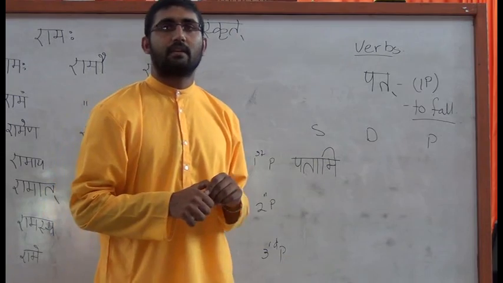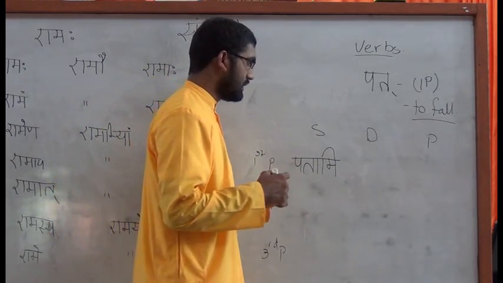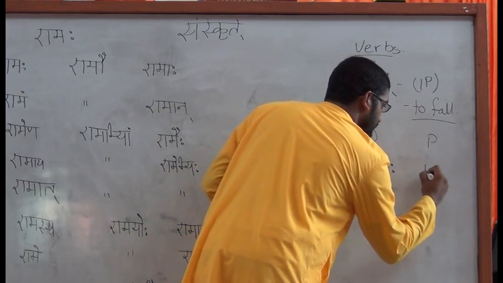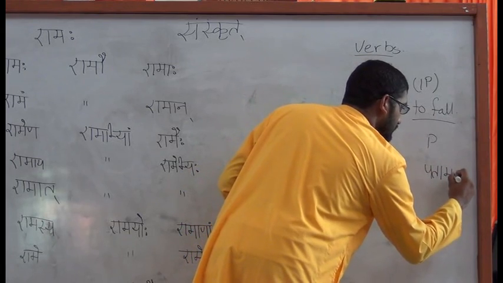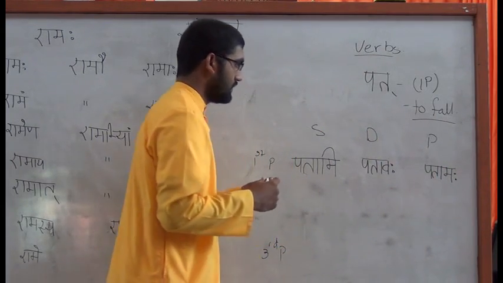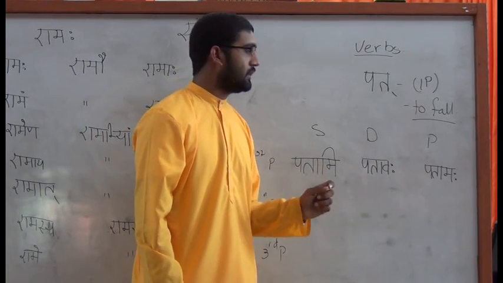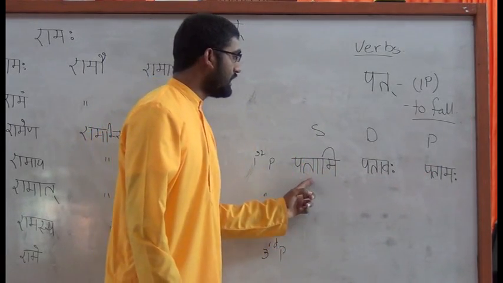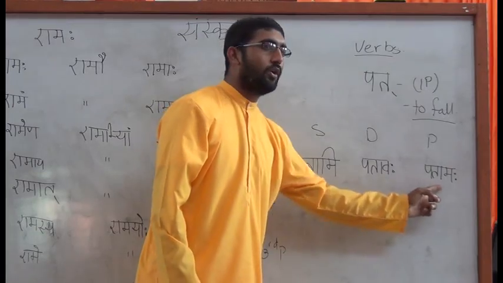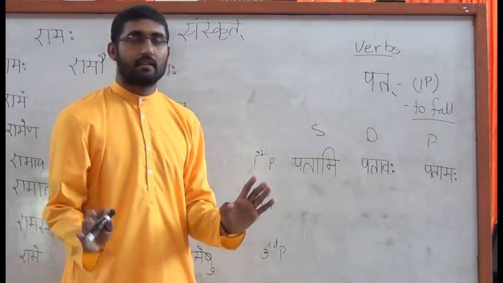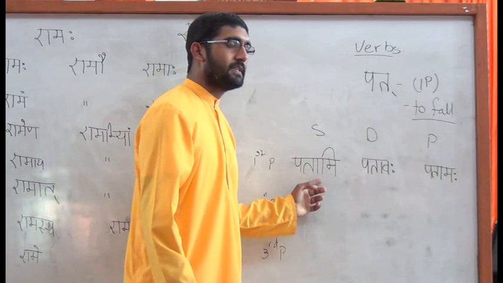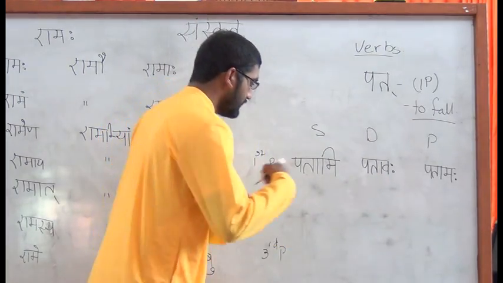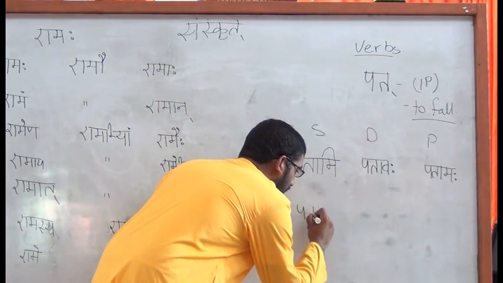I fall, patami. Say patami. So let's say the entire first person. Patami, patavaha, patamaha. Right? So I fall, we two fall, and we all fall. Is that fair? Is that correct? Patavaha. Patamaha.